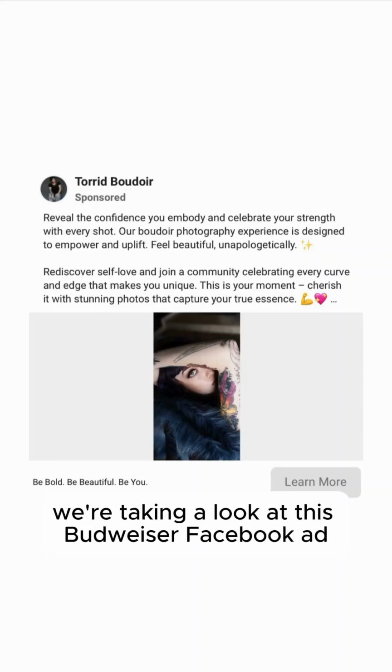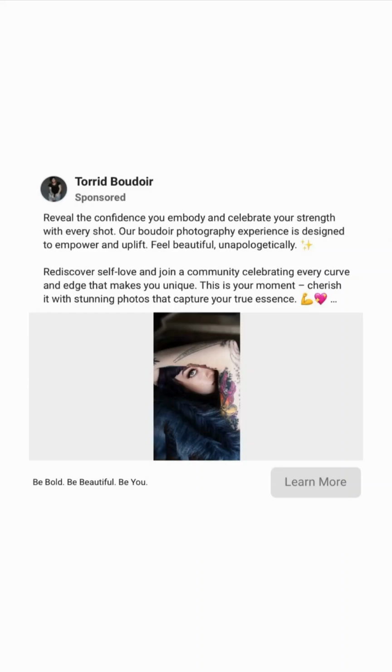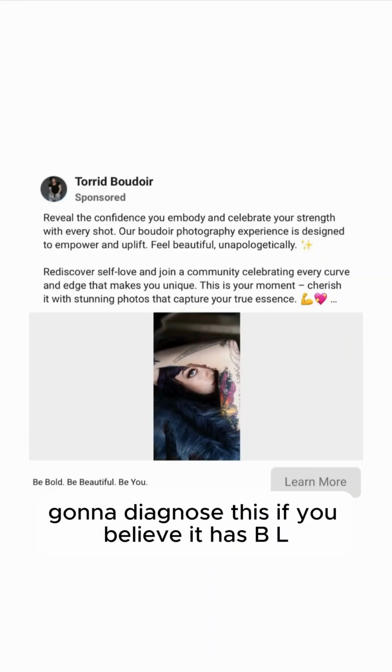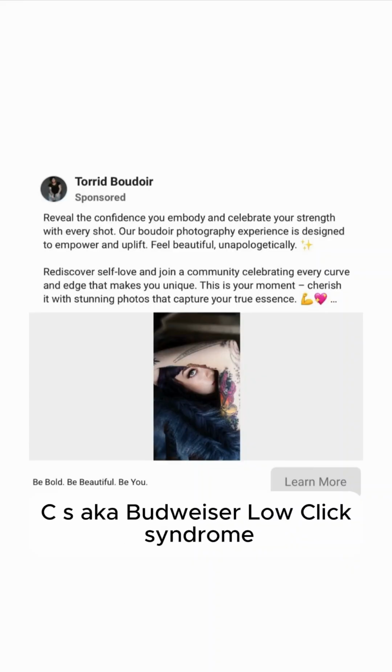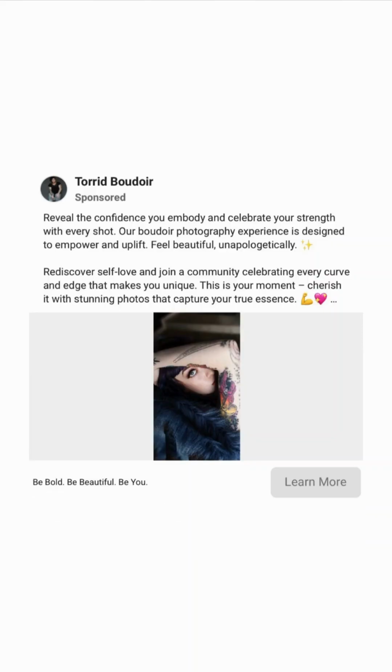All right, y'all, we're taking a look at this Boudoir Facebook ad. Going to diagnose this if we believe it has BLCS, aka Boudoir low click syndrome.